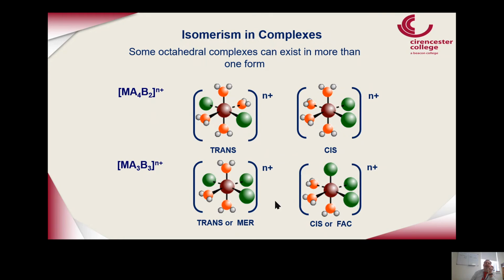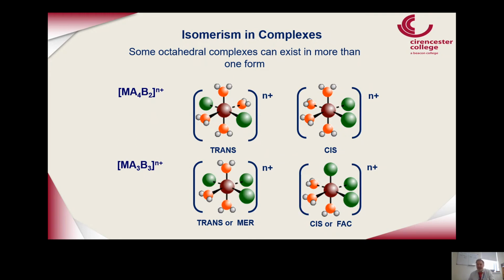So there's 3 here, and these are all at 90 degrees to each other. Here we've got 90 and 180. Now there is another terminology for this. It's called MER and FAC, or fac, because they're in the same face, whereas these are not in the same face.